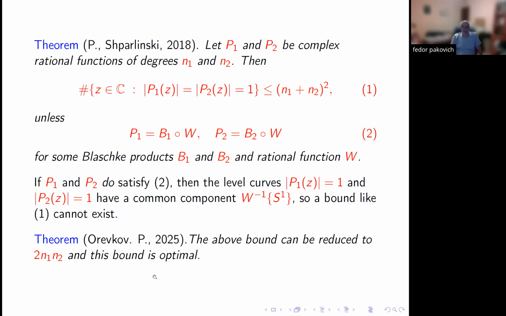Later, with Stepan Orevkov, we proved a more precise version of the same result, saying that the above bound can be reduced to this number. Of course, this number is always less than the previous one, because a square is greater than or equal to 0. And this bound is optimal, so you cannot reduce it further.